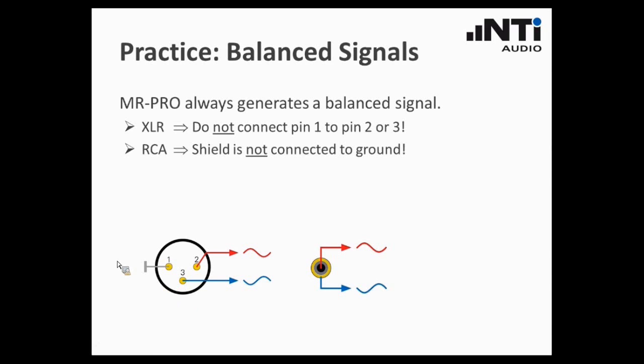When we talk about the RCA, it's the same situation. Here we only have 2 pins. So we have the live and the return signal connected to these pins. There is no shield involved in the RCA output connection of the MR-PRO.